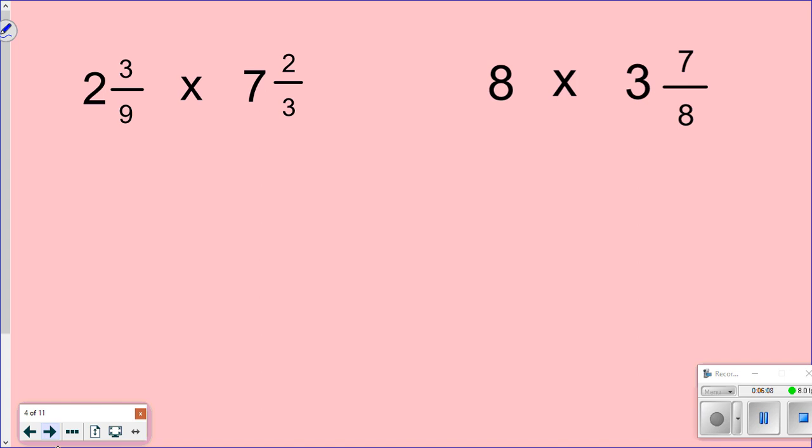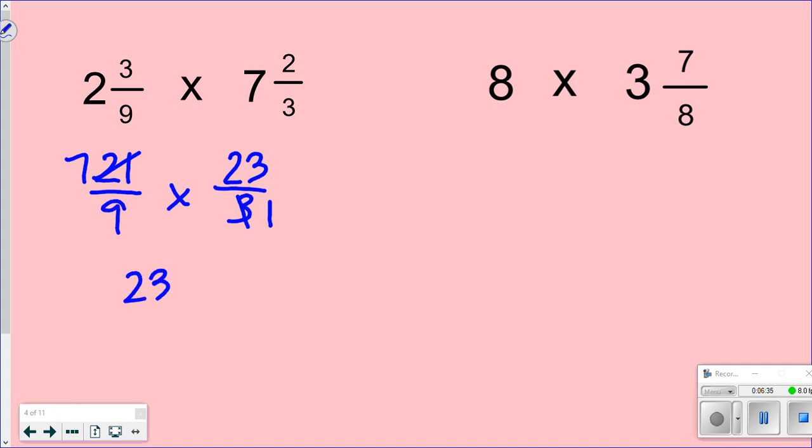Let's see, 9 times 2 is 18, plus 3, 18, 19, 20, 21. I have 21 over 9 here. Times, let's see, 7 times 3 is 21, 22, 23 here. So I have 23 over 3. I do have some things that can reduce. I can reduce 3 and 21. Let's see, 3 goes into 3 one time. 3 goes into 21 7 times. Now I'm done with my reducing. I can't do anything else.